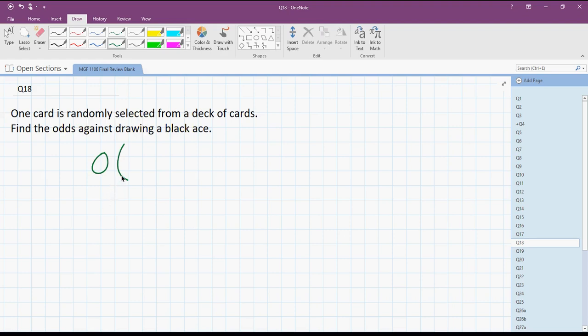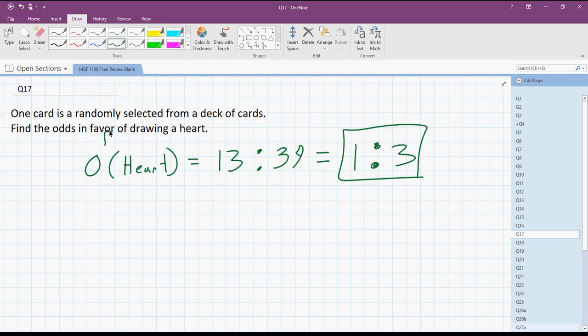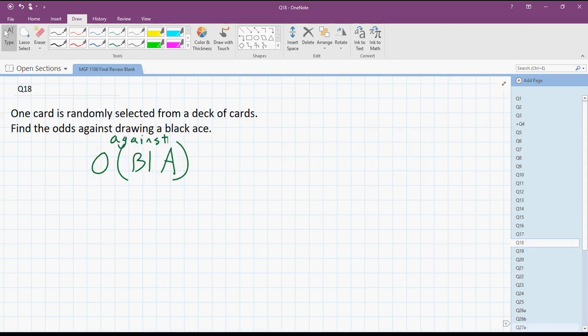So we are against a black ace. When we're against, that changes things up. In the last one, we were in favor of this. In favor, the smaller number goes first. Very good observation, Brandon. When you're in favor, the smaller number goes first. The larger number is usually your second one. Against is the opposite. So in here, since we are against a black ace, I need all the cards that are not a black ace.